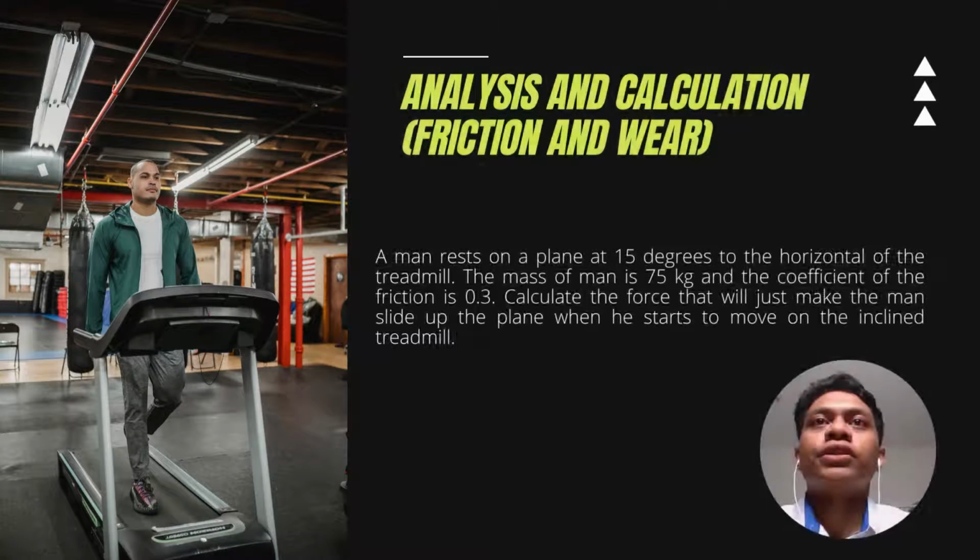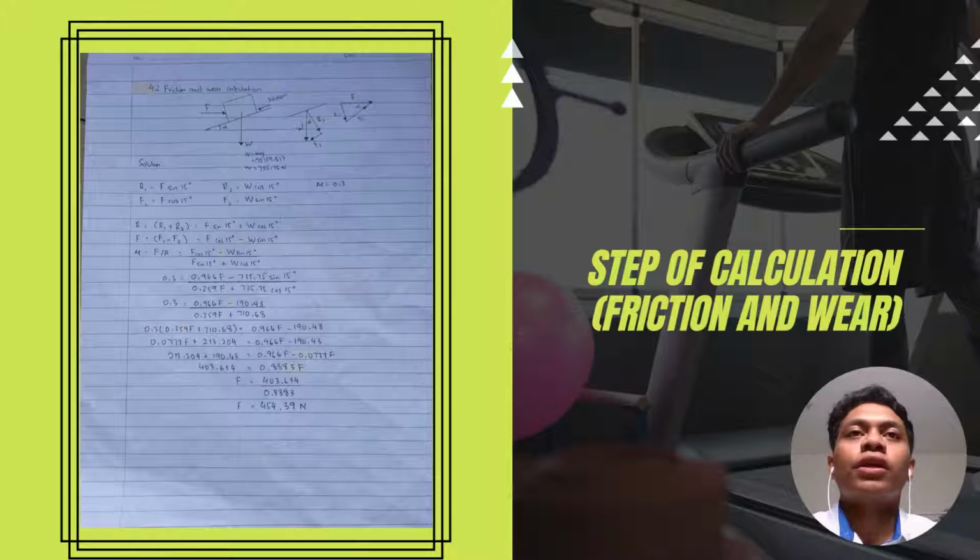Next, for the analysis and calculation in the friction and wear, a man rests on a plane at 50 degrees to the horizontal of the treadmill. The mass of the man is 75 kg and the coefficient of friction is 0.3. Calculate the force that will just make the man slide up the plane when he starts to move on the inclined treadmill. And this is the step by step calculation of friction and wear.